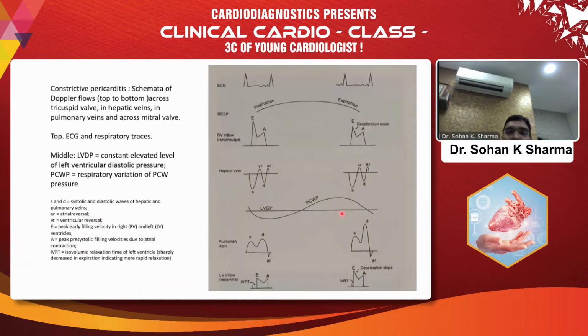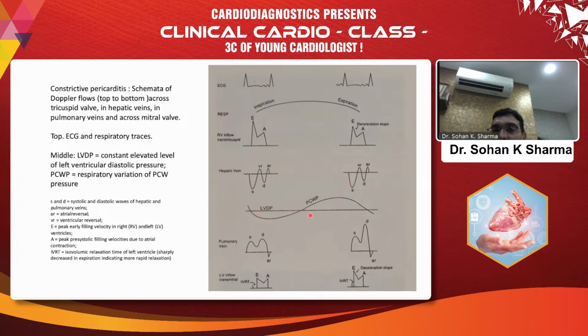So this picture is taken from Spodek. This is the schematic presentation of constrictive pericarditis with the phase of respiration. It's inspiration, expiration. RV inflow increases with the inspiration. RV flow decreases with the expiration. Hepatic vein flow reversal, in the Spodek it is written, much of the time you may not be able to appreciate hepatic vein flow reversal.